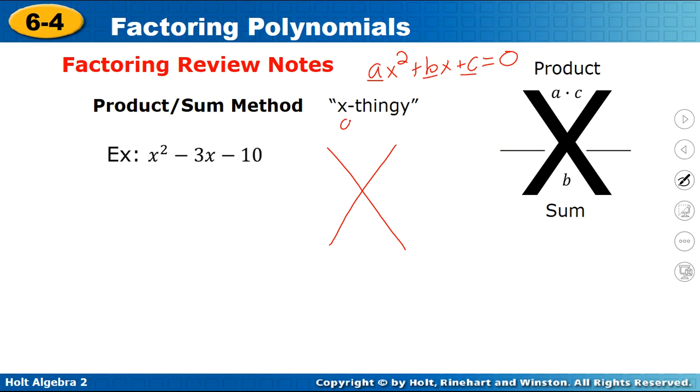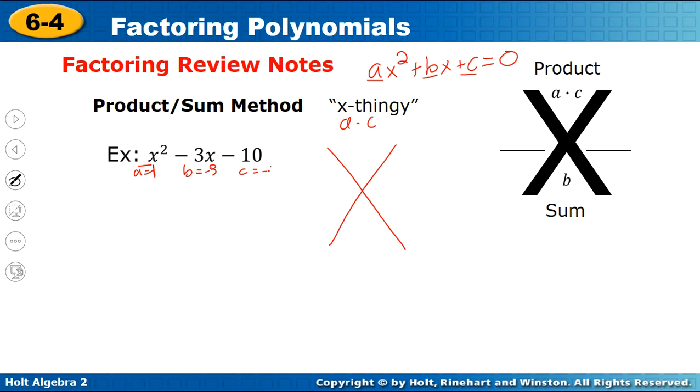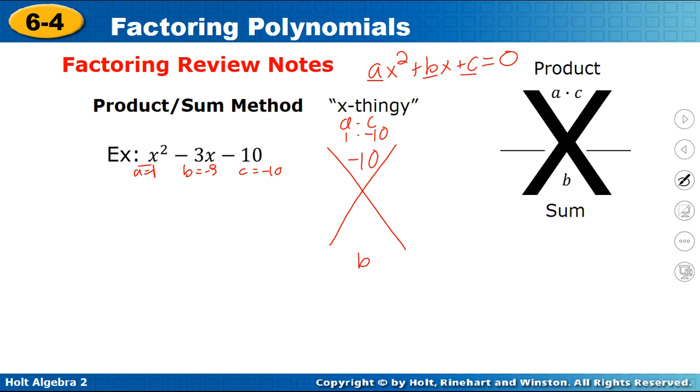So here's the x. The top is going to be my a times my c value. For this example, a is equal to 1, because it's 1x squared. b is equal to negative 3, and c is equal to negative 10. So my a is 1, my c is negative 10. a times c would be 1 times negative 10, which is negative 10. So that's the number that goes on the top here. Now my b value goes to the bottom, and my b value is negative 3. So that's just the setup.